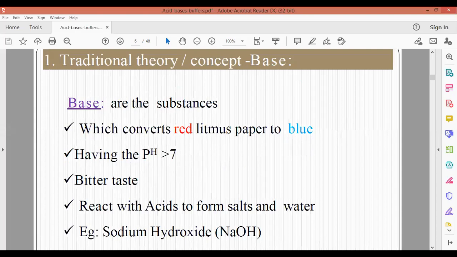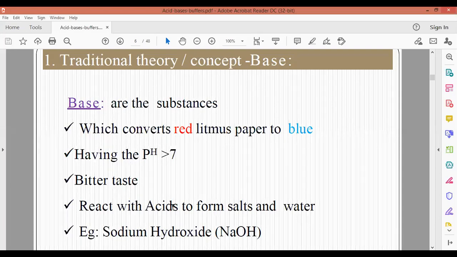Next one: what is meant by a base? Bases are the substances which convert red litmus paper to blue, opposite to an acid. An acid converts blue litmus paper to red. A base converts red litmus paper to blue and has a pH greater than 7. Compounds with pH less than 7 act as acidic as per the traditional theory; more than 7, those compounds act as basic.